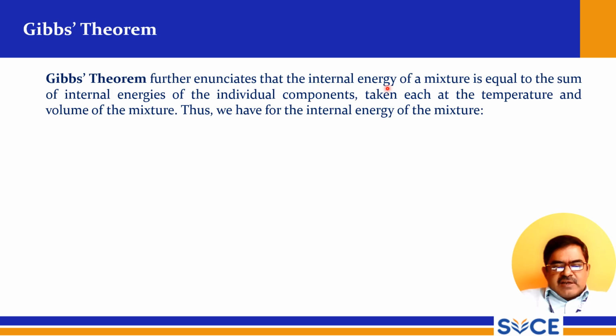indicates that the internal energy of a mixture is equal to the sum of the internal energies of the individual components. So it states that the energy of the mixture is equal to the sum of internal energies, with respect to enthalpy as well, of individual components taken each at the temperature and volume of the mixture. Thus, the internal energy of the mixture is given as mu equal to m1 u1 plus m2 u2, and this is known as Gibbs theorem.